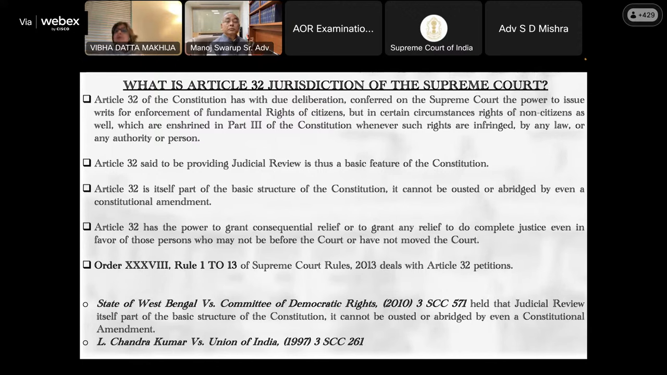You have to know what are the aspects of Article 32. So the first aspect of Article 32 would be the jurisdiction under it. So what is the jurisdiction under Article 32? It provides the remedy for enforcement of rights under Part 3 of the Constitution of India.